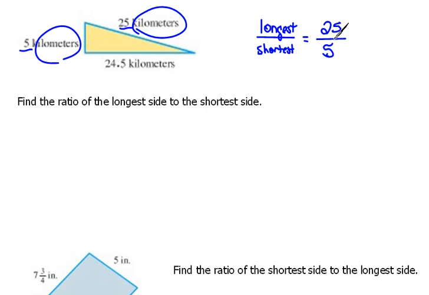Now we always want to reduce fully. So 5 will go into both of these. 5 will go into 5 one time. 5 will go into 25 5 times. So our ratio of longest to shortest is 5 to 1.